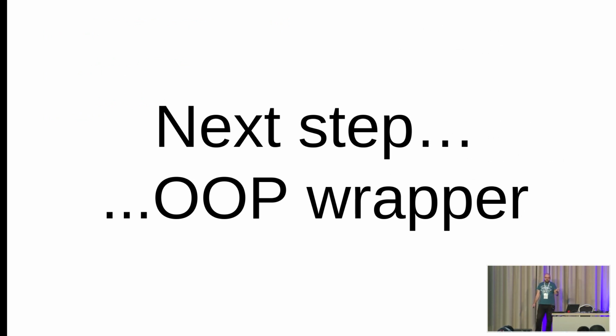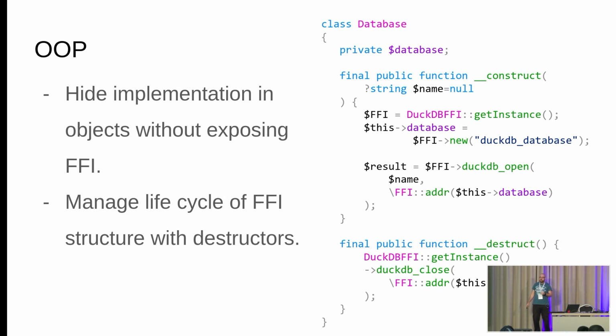The next logical step will be to convert this procedural example into OOP, so basically by creating some OOP wrapper around it. This is useful because we want to hide the implementation and not expose FFI to someone who doesn't know how this works. And also it allows us to manage the life cycle of FFI with the help of destructors. So if you ever wonder what you should use destructors for in PHP, this is one of the use cases.